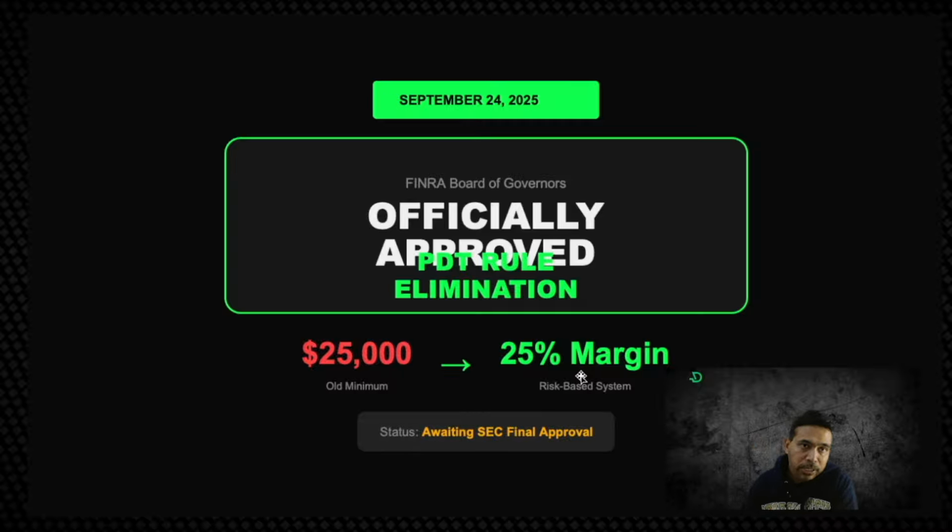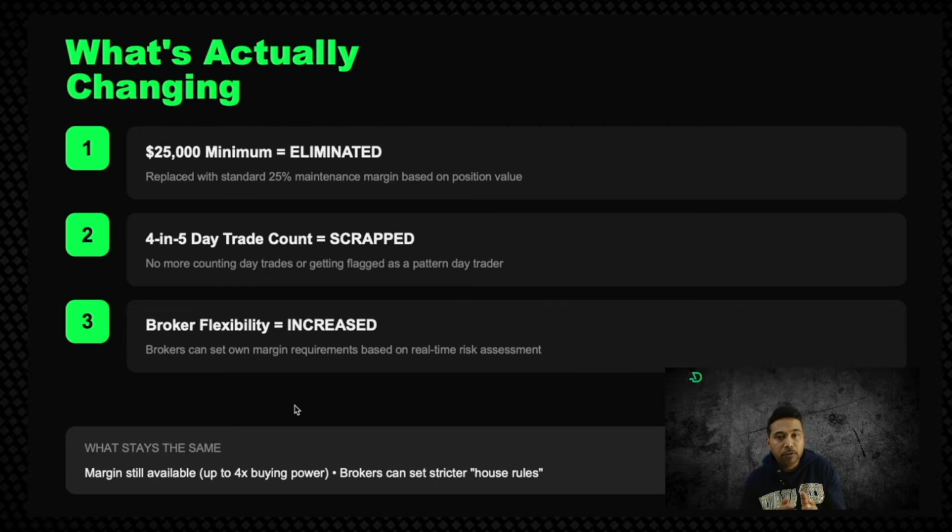A lot of brokerages will have their own rules around this. From the SEC side, there won't be any mandate once this is removed. So that's the big thing. Now coming to what's actually changing. That $25,000 is going to be eliminated completely, like I said.